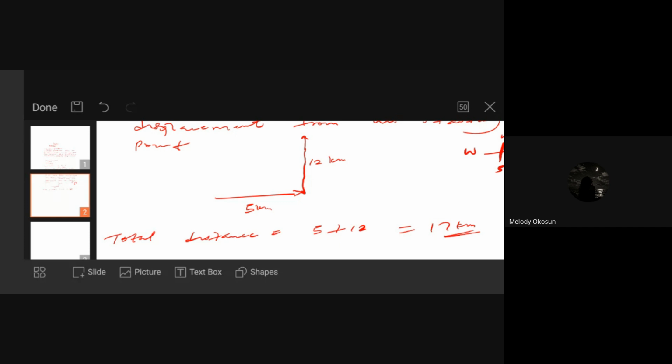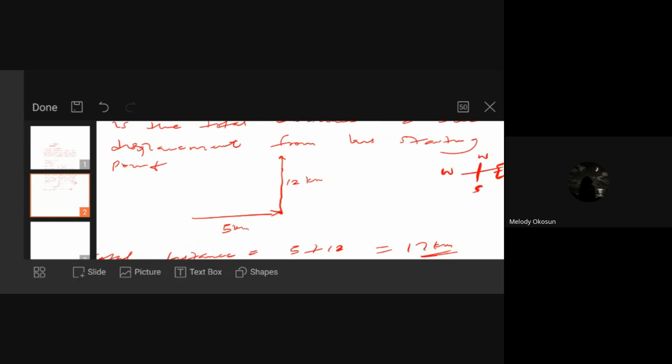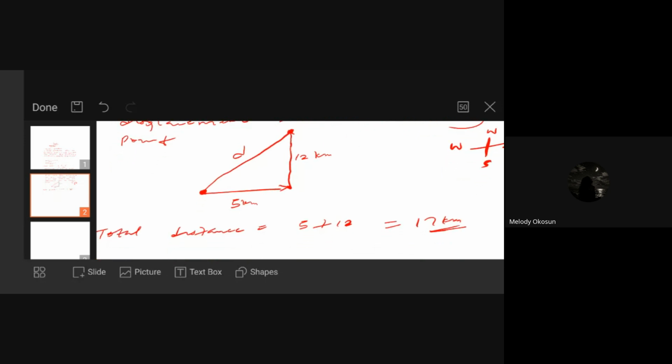But they also said we should find the displacement of the boy from the starting point. What is displacement? Let me try to define displacement in two ways. Firstly, displacement is distance in a specified direction. And also, you can define displacement as the shortest distance from your starting point. So this boy was initially here, and this is where he is now. So the shortest distance will be the line from here to here. So I'm going to join the line here. That becomes the displacement, because that is the shortest distance from here to here. Meanwhile, notice that the boy traveled 17 kilometers to get to that point.